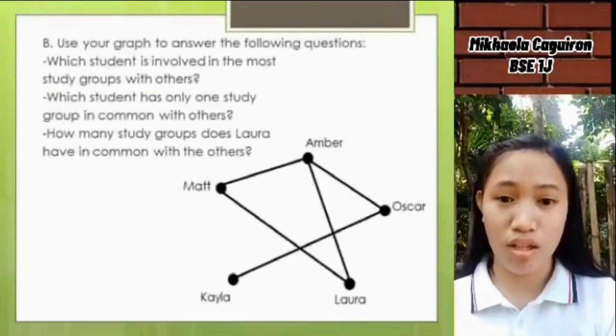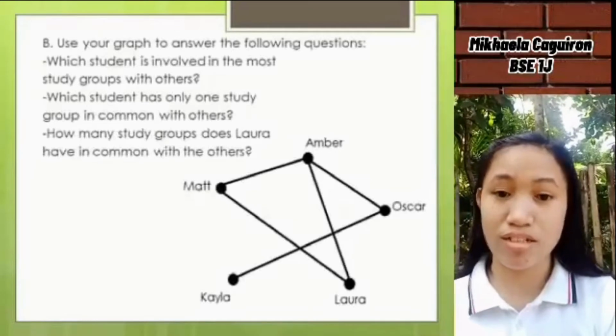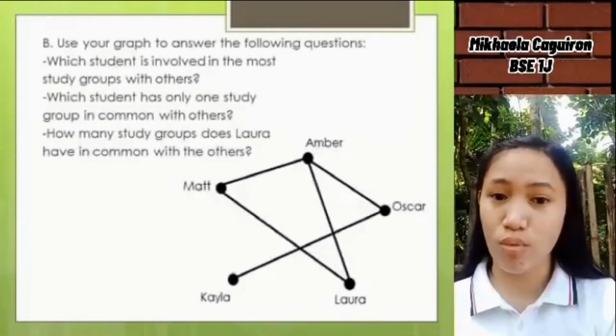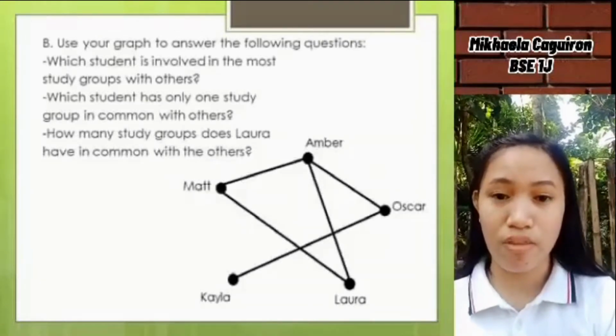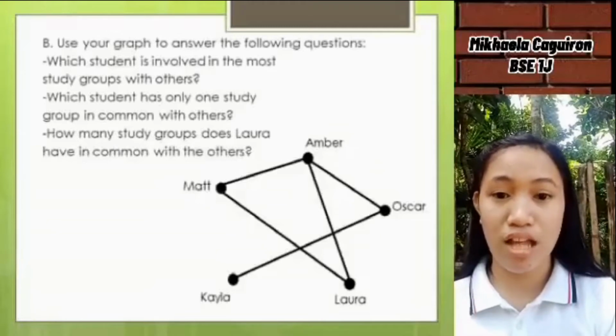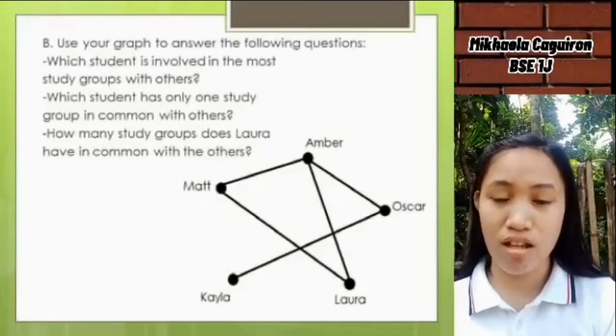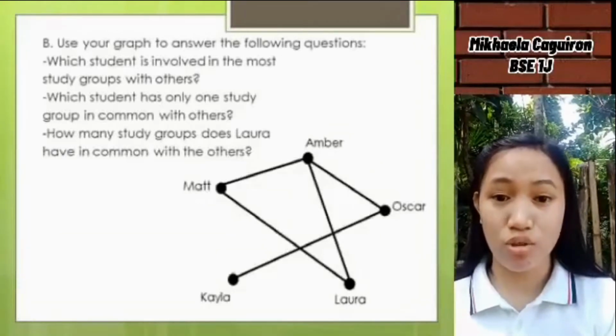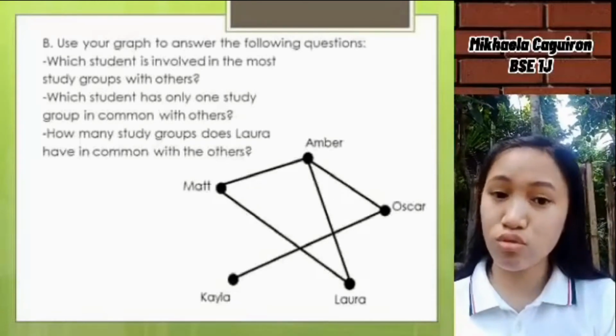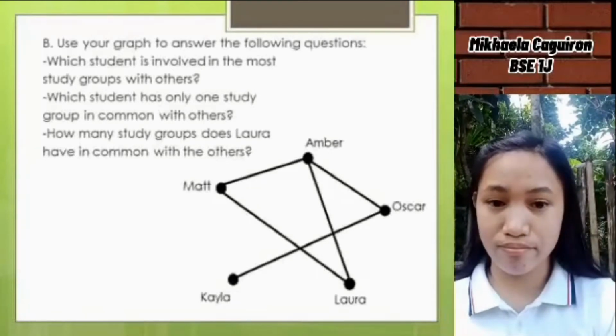Which student has only one study group in common with others? Kyla is the only student with one study group in common, as her vertex is the only one connected to just one edge. How many study groups does Laura have in common with the others? Laura's vertex is connected to 2 edges, so she shares 2 study groups with the others.